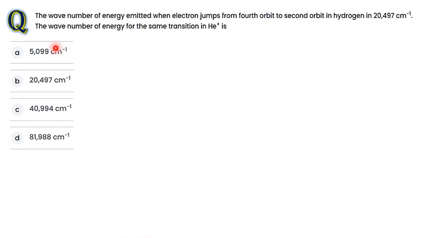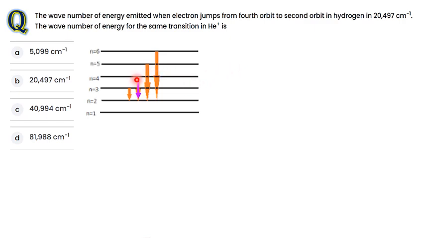Now the next important problem is about the wave number of energy emitted when an electron jumps from the fourth orbit to the second orbit. Let me show you. If the electron jumps from the fourth orbit to the second orbit in a hydrogen atom, when the electron is moving from the fourth to the second orbit, what they have given here is the wave number, 20,497 per centimeter.